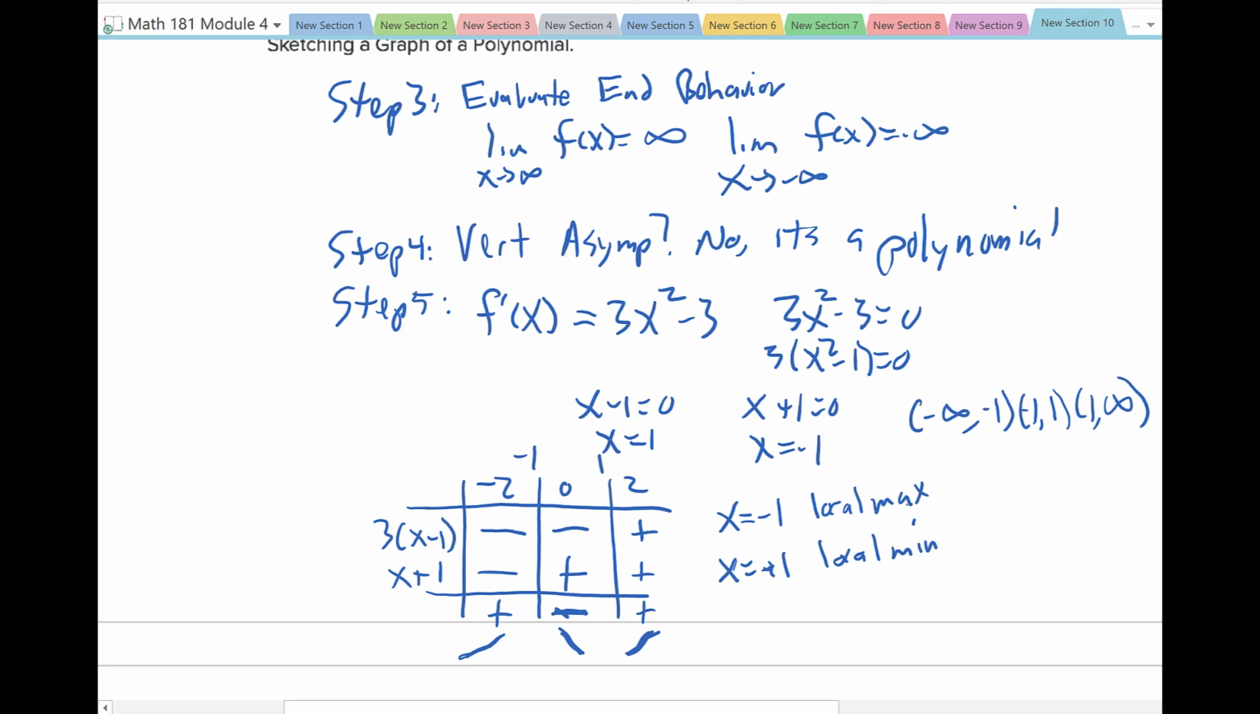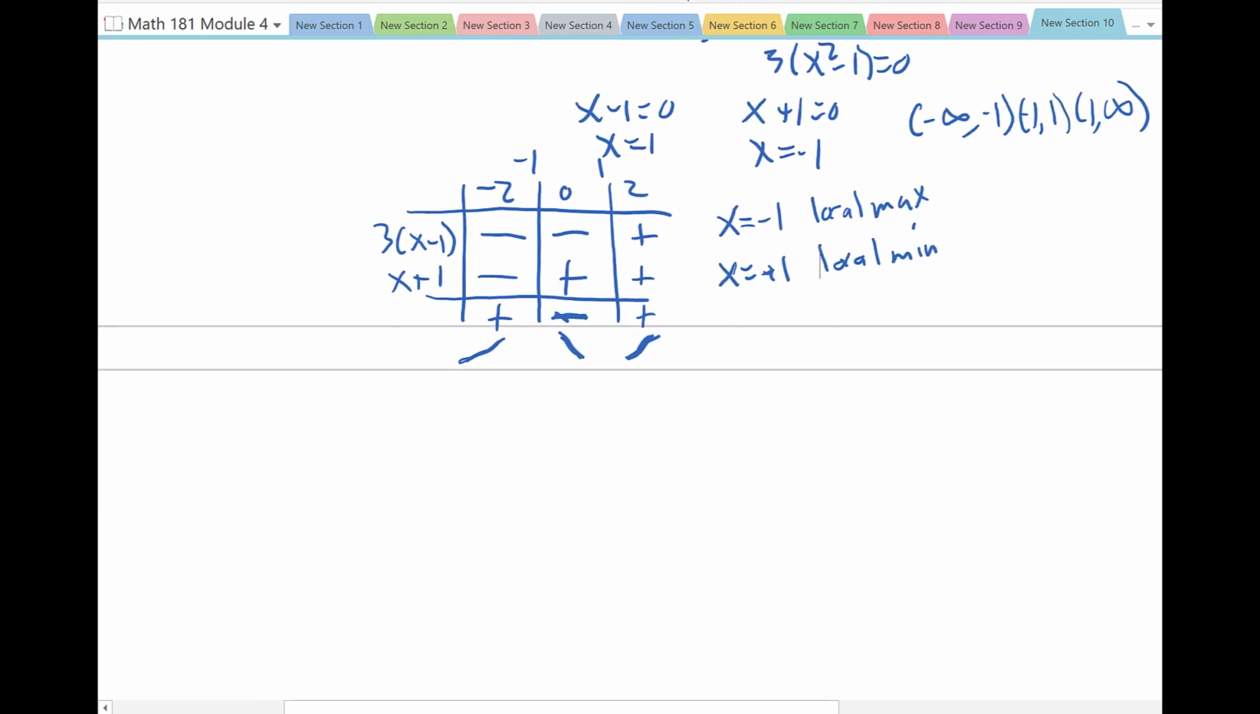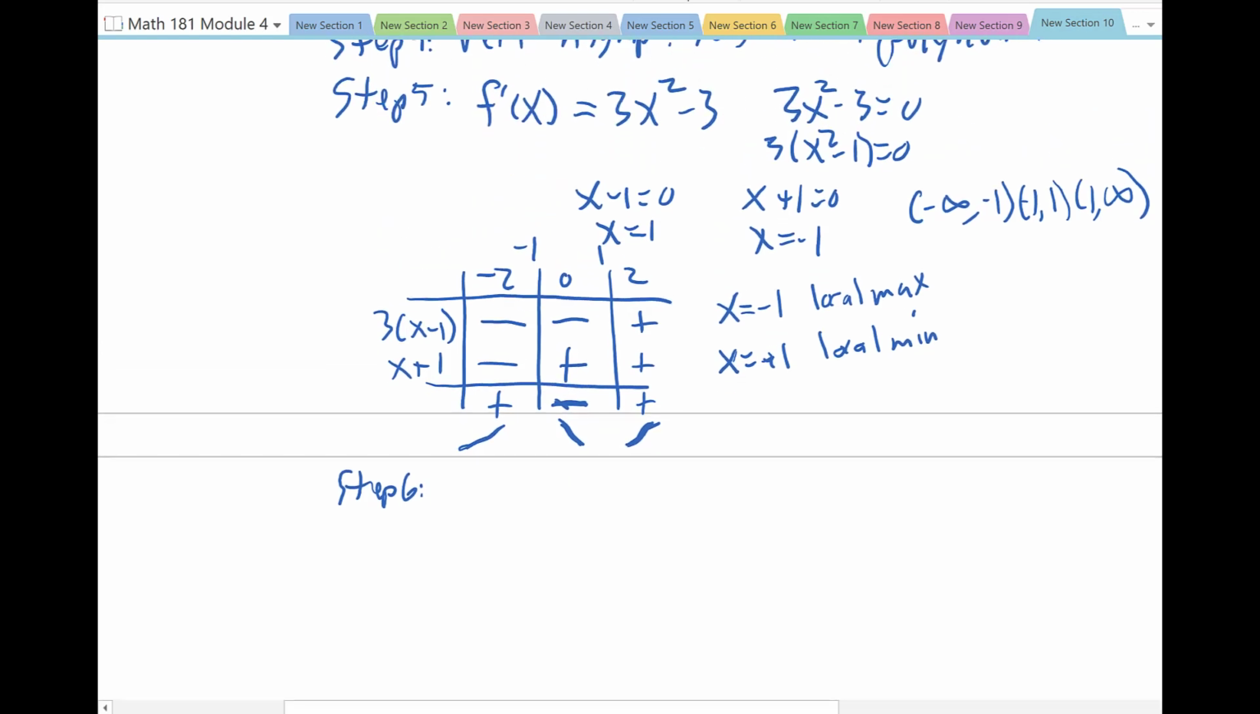Okay, we're not finished yet. Now we need to talk about step 6. We have a second derivative. So our first derivative, just to remind you, I'll leave it on the screen there. So the second derivative of x is 6x. So 6x equals 0 when x equals 0. So if there's an inflection point, that's where it's going to be.